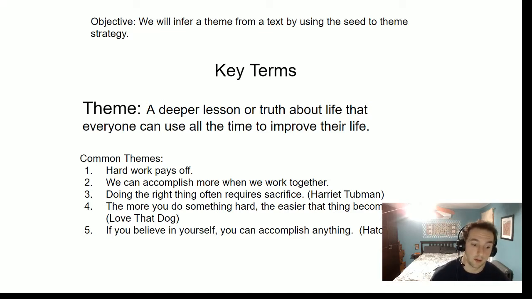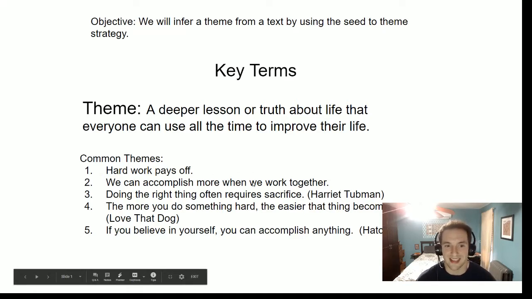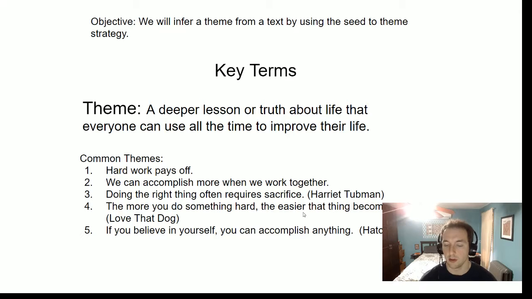But once he started to accomplish some hard things and believe in himself, he survived all the way through and actually was quite happy with himself at the end and had a lot more confidence. And so these are some examples of themes. And we look at these examples because when we go to find our own theme, it should sound something like this. These are all lessons that everyone can use all the time, and it makes their life better.